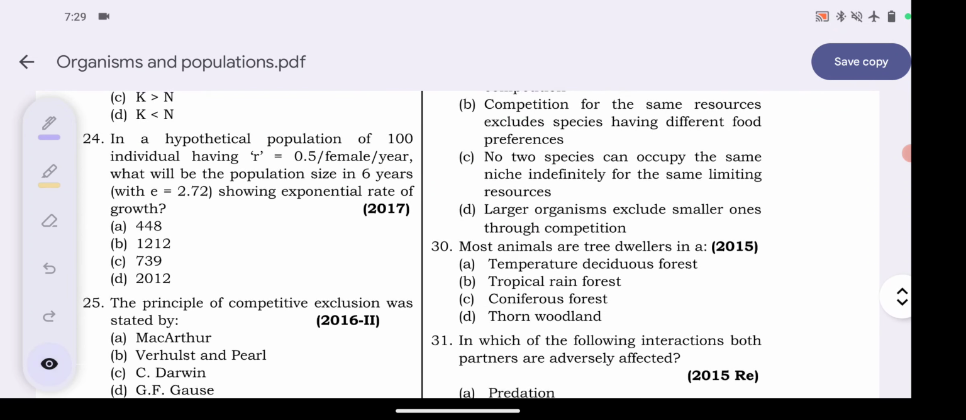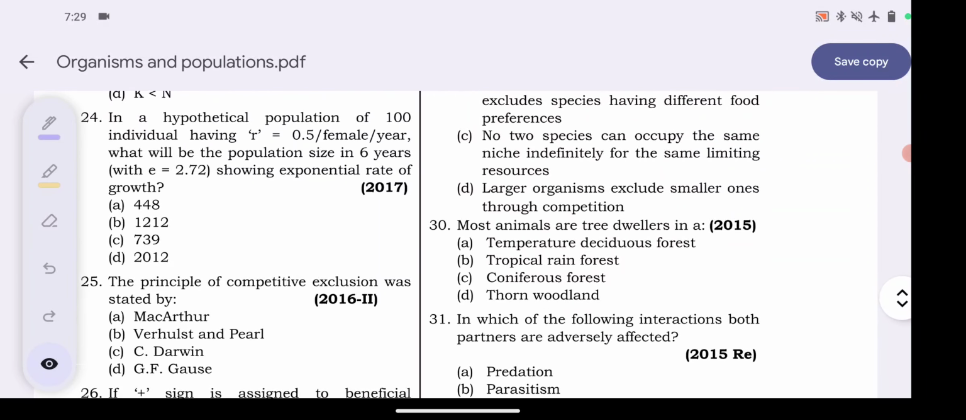Question number 24. In a hypothetical population of 100 individuals having r equal to 0.5 per female per year, what will be the population size in 6 years with e equal to 2.72 showing exponential rate of growth? So in a hypothetical population, 100 individuals having r, growth rate, equal to 0.5 per female per year. So what will be the population size in 6 years with e equal to 2.72?